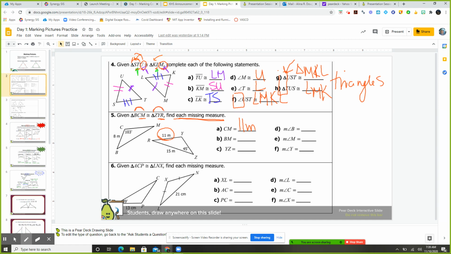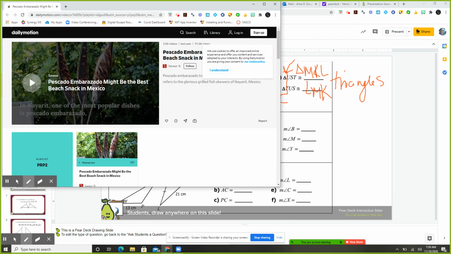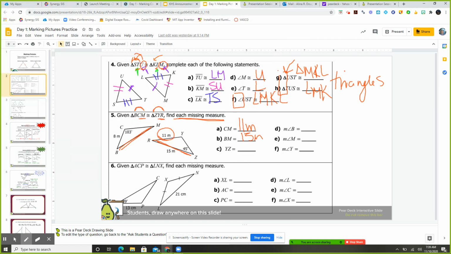So BM goes with ZR, so those are both 15 meters. And then YZ goes with CB, so CB and YZ. Those are both 8, right? Angle B goes with angle Z, so those are 45 degrees.